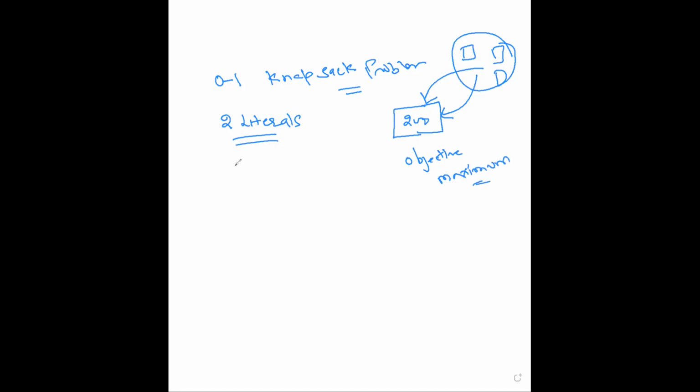So there are two literals. Which are those two literals? One is called the value and the other one is called the weight. For every item that I will input, whatever items I get, each will consist of two literals. One is called value and the other one is called the weight.